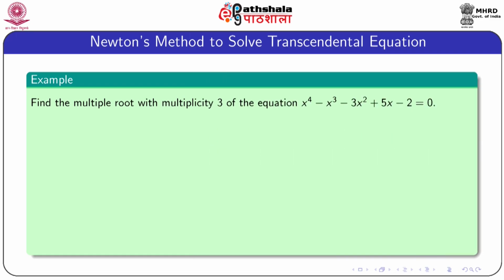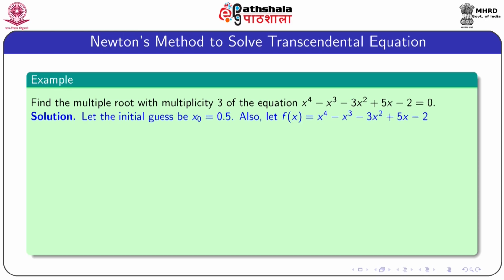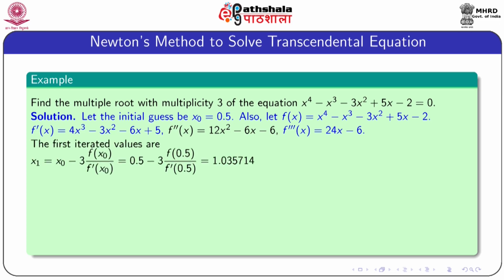Now we consider an example to illustrate the modified Newton-Raphson method to find the multiple root. The equation is x to the power 4 minus x cube minus 3x square plus 5x minus 2 equal to 0, and the equation has a multiple root of multiplicity 3. Let the initial guess be 0.5 and f(x) equal to the given expression. The first derivative of f is 4x cube minus 3x square minus 6x plus 5, the second derivative is 12x square minus 6x minus 6, and the third derivative is 24x minus 6.